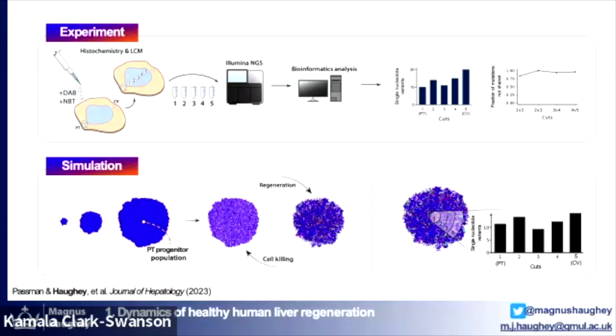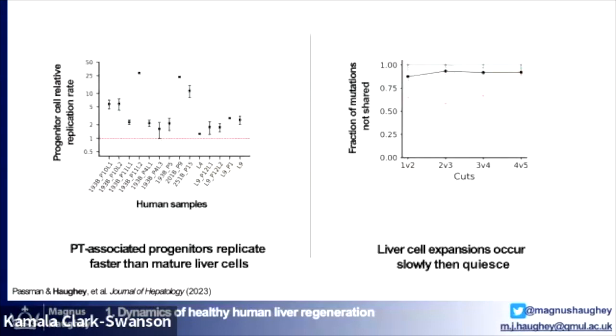And we did so with a sort of synthetic, fixed PT portal triad progenitor cell population in the center of the system. What we wanted to understand is, by varying properties of these progenitor cells, such as the relative rate of division compared to normal hepatocytes, which populated the rest of the system, how does this affect the spatial patterns when we then spatially sample our data in a similar way to experiments and look at spatial patterns of mutations? And this modeling led to these two main conclusions.